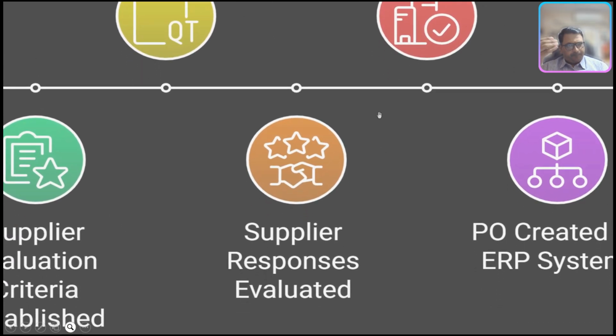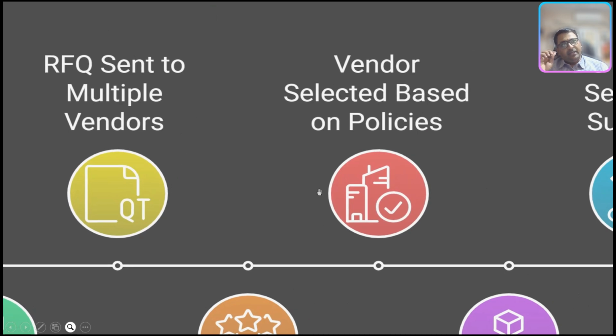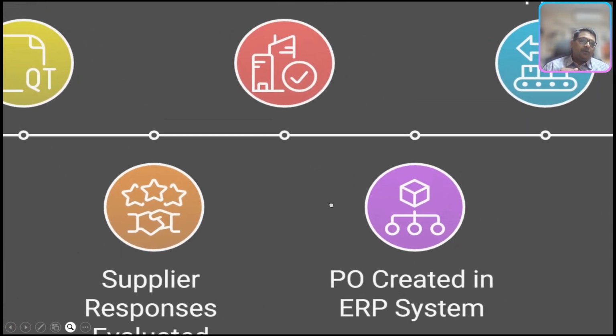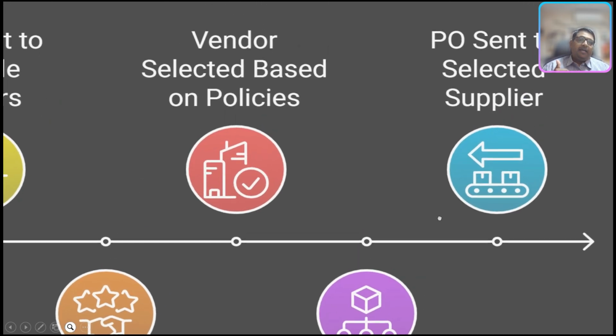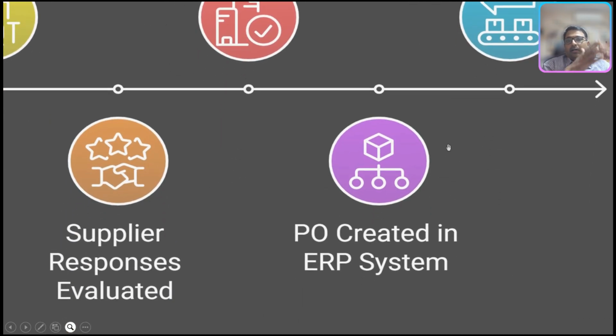They will receive the responses and the vendor will be selected based on the company's policy. It could be selection based on L1, it could be selection based on quality rating, it could be selection based on terms that are agreed with. Every organization has its own purchase policy. So you would have to look at that to confirm that the vendor has been selected based on those policies. Once the vendor has been selected, the PO is created in the system. And this PO will undergo a lot of approvals based on value.